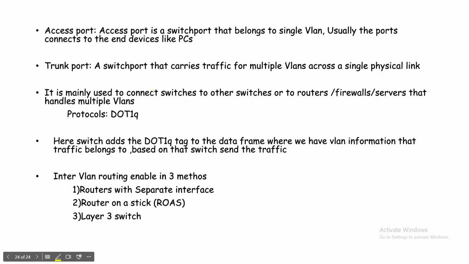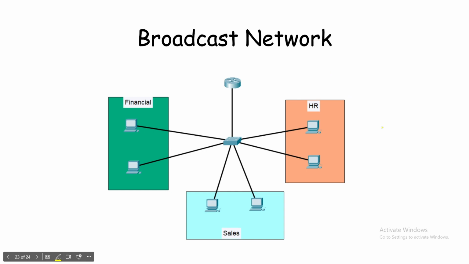And coming to the trunk port, it is a switch port that carries traffic for multiple VLANs across a single physical link. Let's take an example of the connection between the switch and the router. Let's assume there is a similar topology on the other side of the router, and we assign different VLANs. So when we want to communicate with the other VLANs, this link has to carry multiple VLANs. That's why this port is called the trunk port.